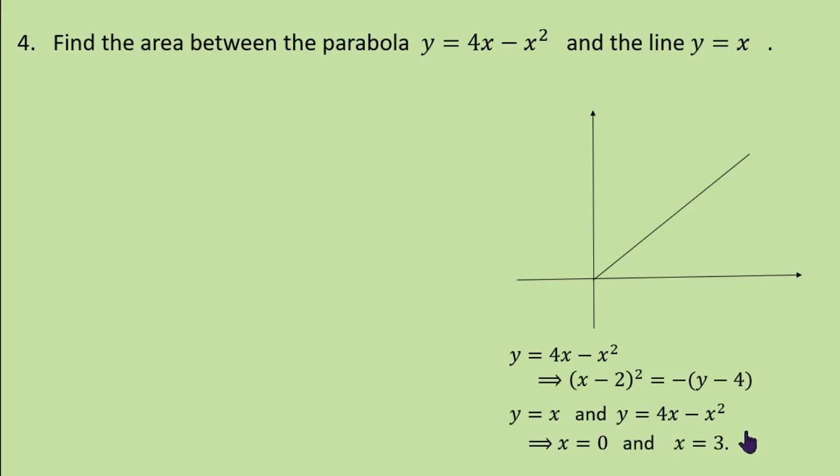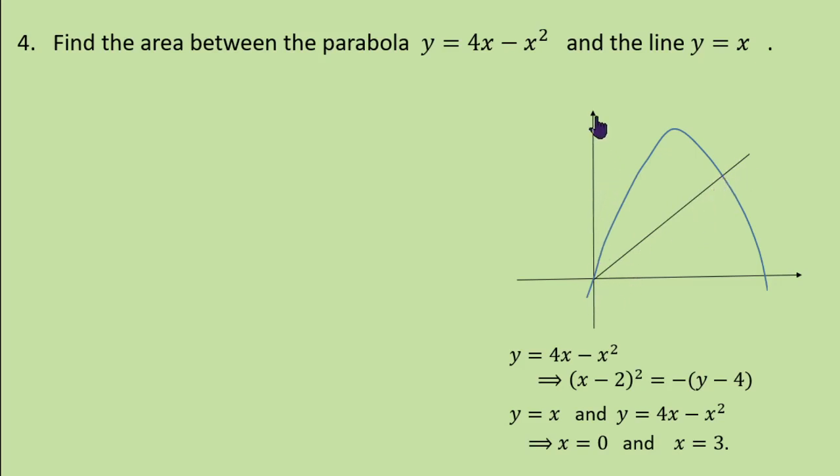How to draw this figure? So it is the parabola with vertex (2, 4) and opens downwards, and you want the points of intersection of the parabola and this line. Here x is 0 and x equal to 3. When x is 3, y is also 3. So the parabola is like this. This point of intersection here, x is 3. So find the area between this parabola and the line y equal to x.